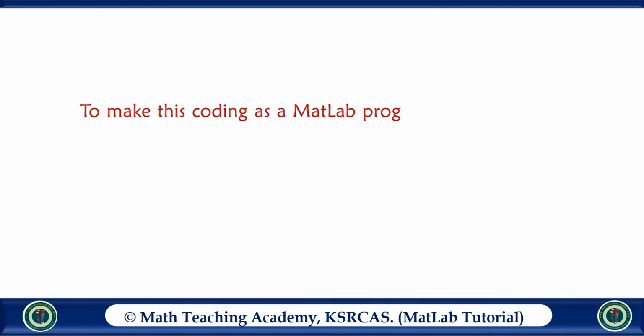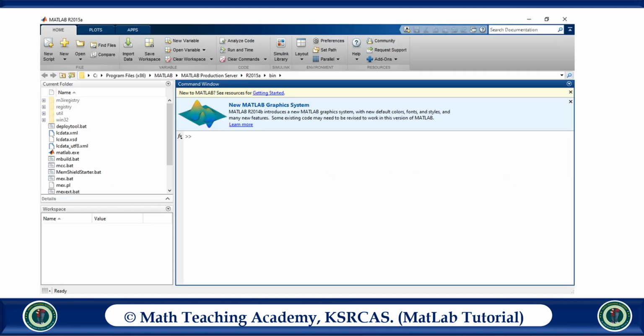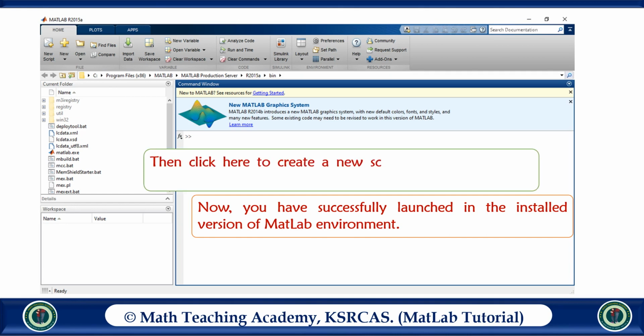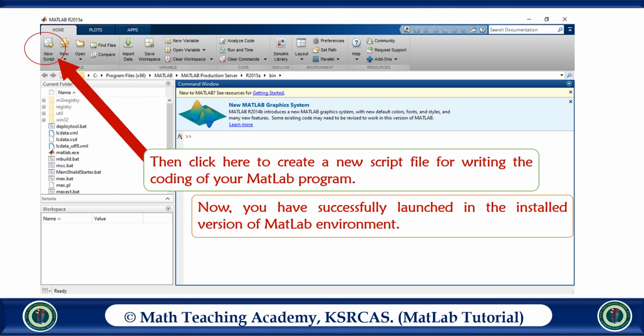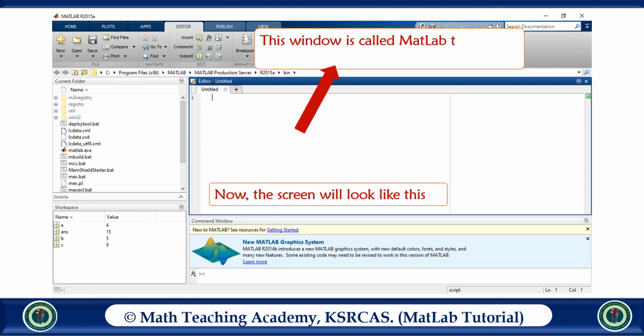To make this coding a MATLAB program, click the MATLAB shortcut icon on the desktop. Then it will bring you to the installed version of the MATLAB environment. Now you have successfully launched the installed version of the MATLAB environment. Then click here to create a new script file for writing the coding of your MATLAB program. Then this screen will open. This window is called the MATLAB text editor. Here you can type your coding.